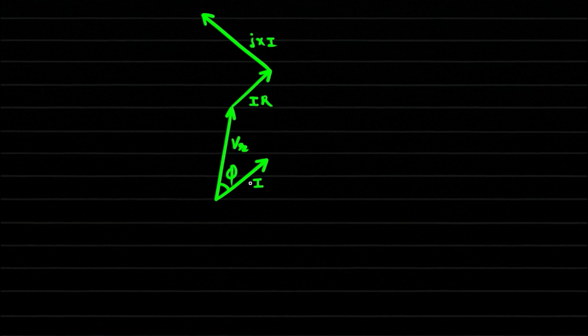This is the receiving end voltage VR. This is the load current I. So this is the resistive drop IR, and that will be directed along this load current. This is the reactive voltage drop, say jXI. Say this angle is phi. That means the angle between the receiving end voltage and load current is phi. So the power factor of the system is cosine phi. Say this is the sending end voltage Vs.